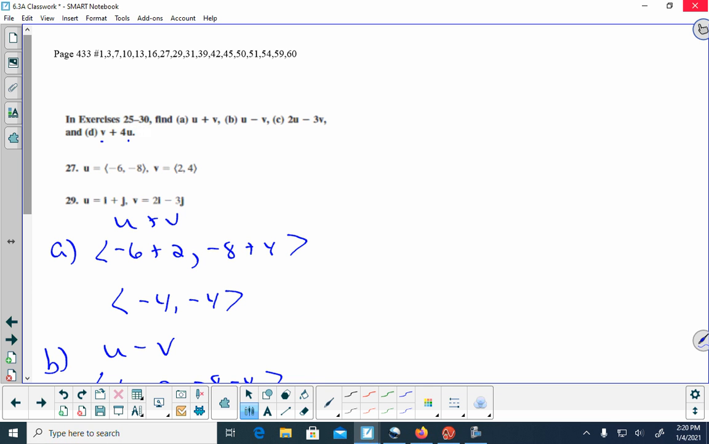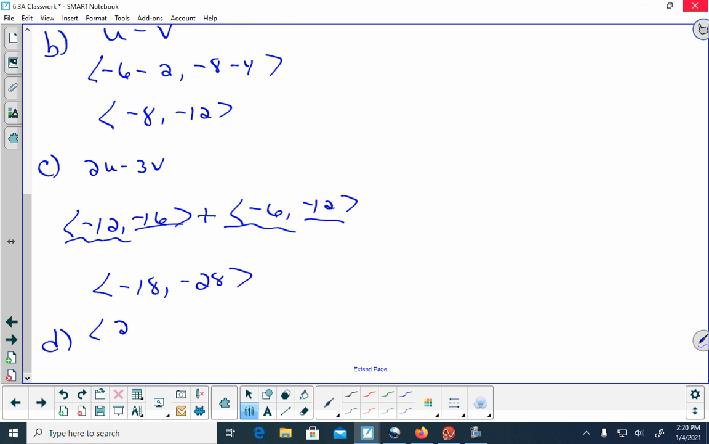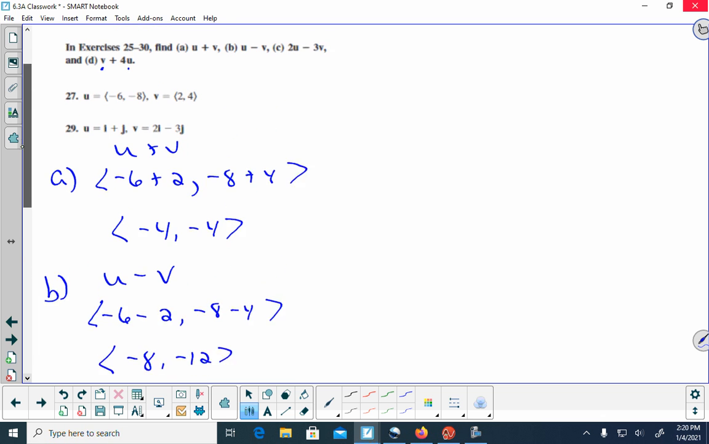The next one, D, wants V plus 4U. So notice that they changed the order of U and V. So it's going to go 2, 4 first, plus 4 times that negative 6, negative 8. So I'm going to have 2 plus a negative 24, and then 4 plus a negative 32. And when I do that, I end up with negative 22 and negative 28. And that is the answer to A, B, C, and D.